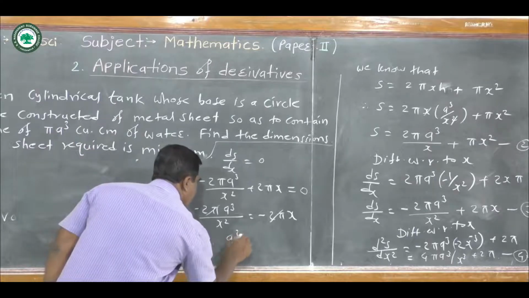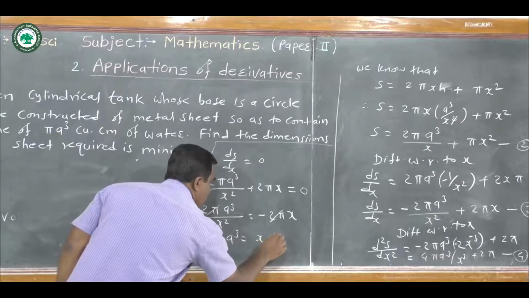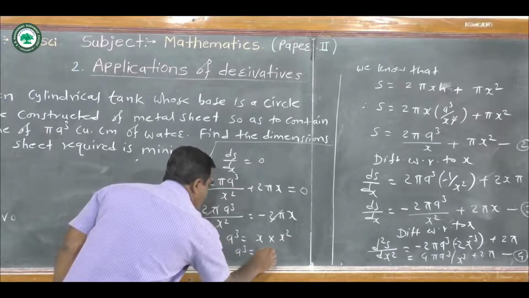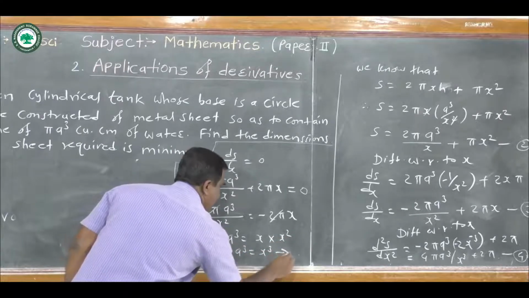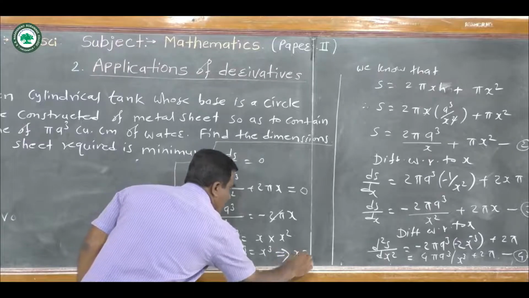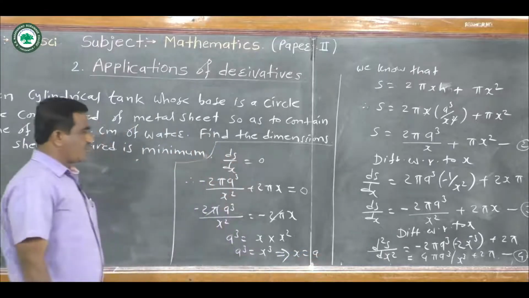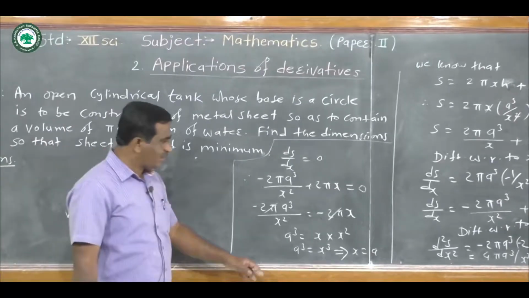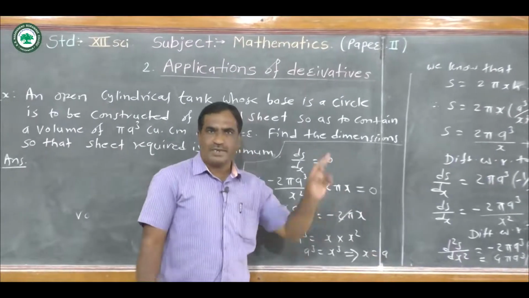You can write a cube equal to x into x square. That is a cube equal to x cube. This implies that x is equal to a. That is, the radius of the base circle is x is equal to a.